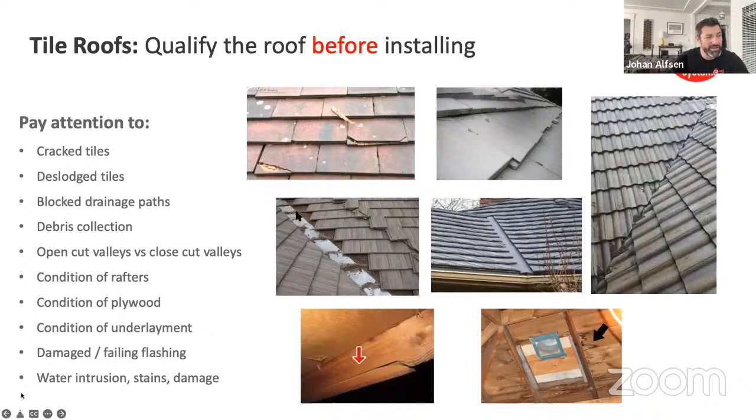So when you pull tiles out of a valley, on a closed cut valley, sometimes like that picture in the middle to the left there, you could see where debris and moisture collected over time and can create some problems and degrade the underlayment a little bit faster. So you want to definitely check the condition of the underlayment, the plywood, the truss system. Make sure you're not inheriting roof leaks before you step foot on the roof and before you install on it.